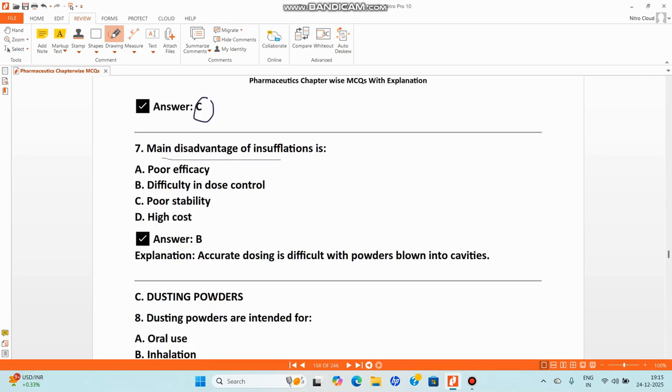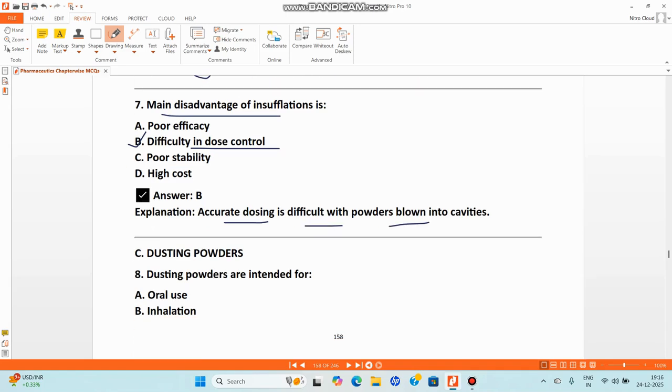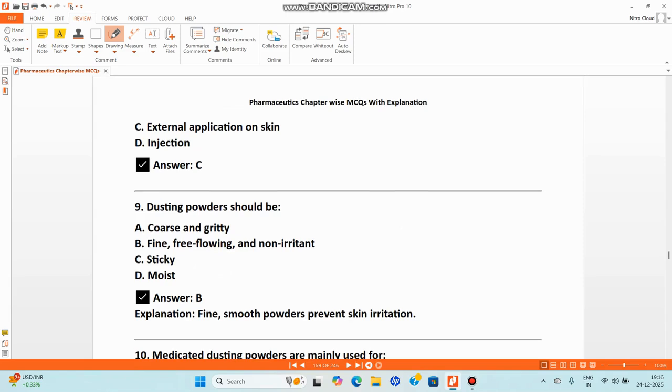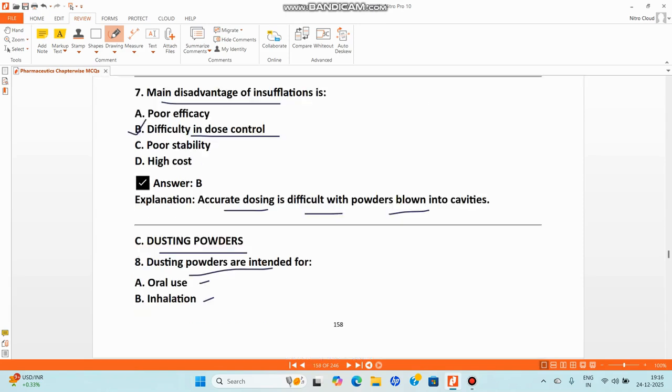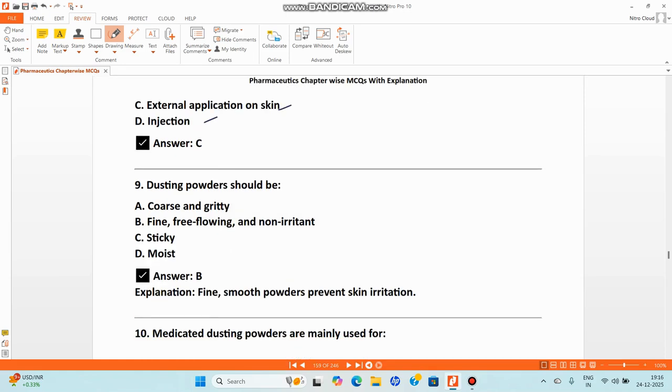Main disadvantage of insufflation will be difficulty in dose control. Okay, accurate dosing is difficult with powder. Next is the question on dusting powder. Dusting powders are intended for oral use, inhalation, external application on skin, and injection. So the answer will be dusting powders are intended for external application on skin. So answer will be C.